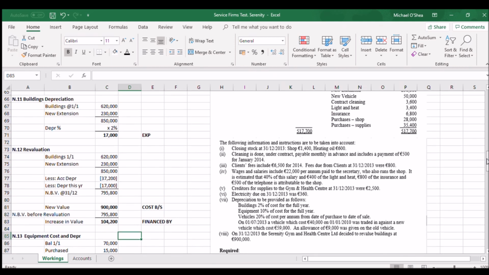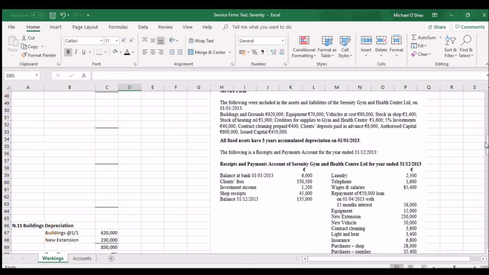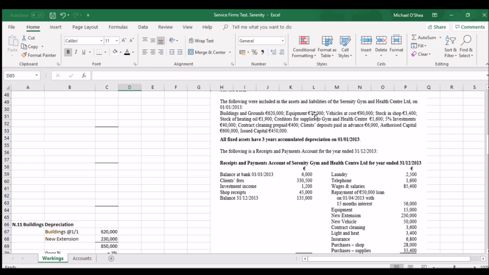We've completely dealt with buildings now. The next fixed asset we're going to look at is equipment. So our equipment at the start of the year, you see it in the question, is 70,000 at the start of the year. There is no indication that we sold any equipment at all. We didn't dispose of any equipment, but we have purchased new equipment. We see that here, 15,000 on the payment side.